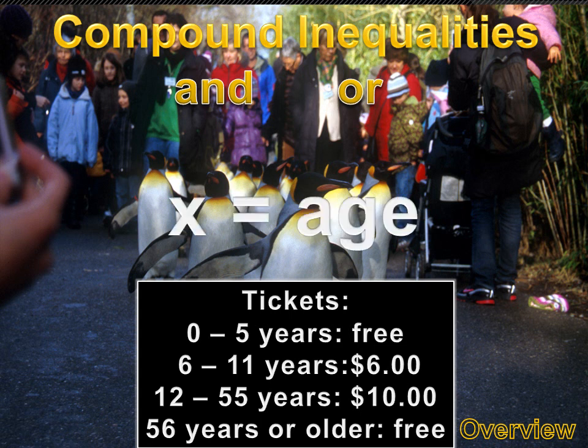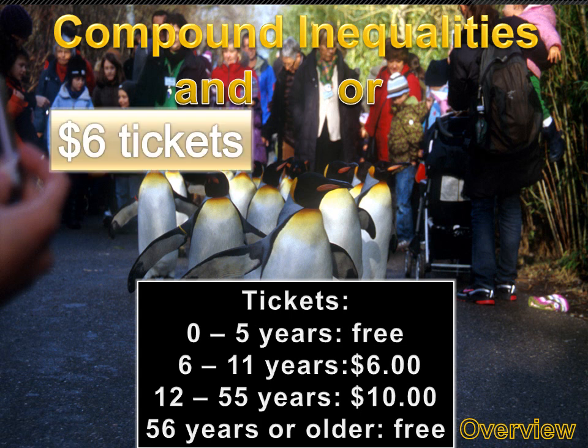Now, we're going to call X the age of the person. And we're going to try to create some inequalities that describe different portions of this ticket scheme. For instance, for the $6 tickets, I can see that I get $6 tickets if I'm 6 years old, but I don't get them if I'm 5 years old. So I've got to be older than 5. I've got to be 6 years old or older to get the $6 ticket. So I could write that as X, the age, is greater than or equal to 6.